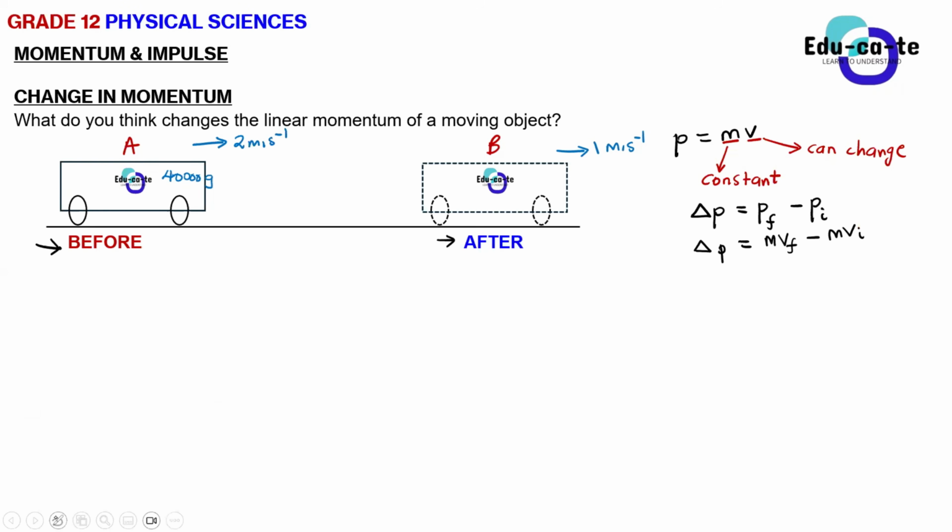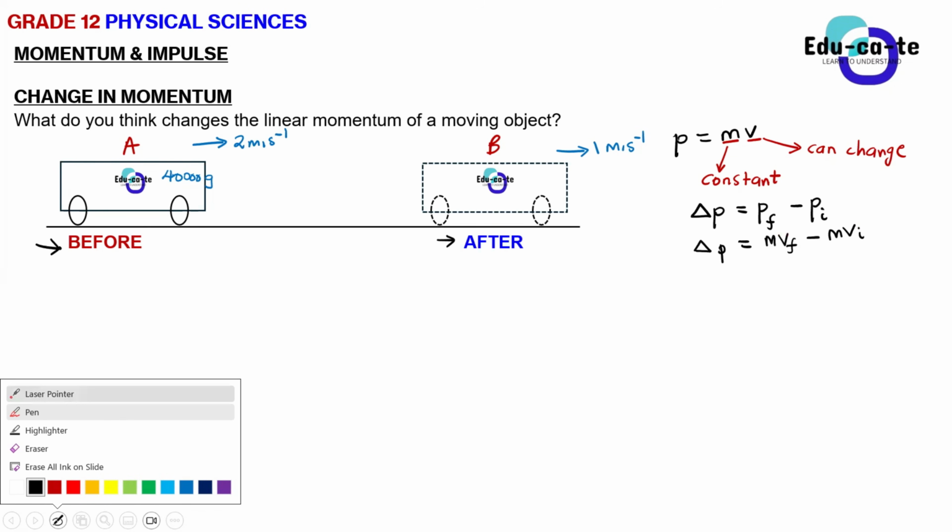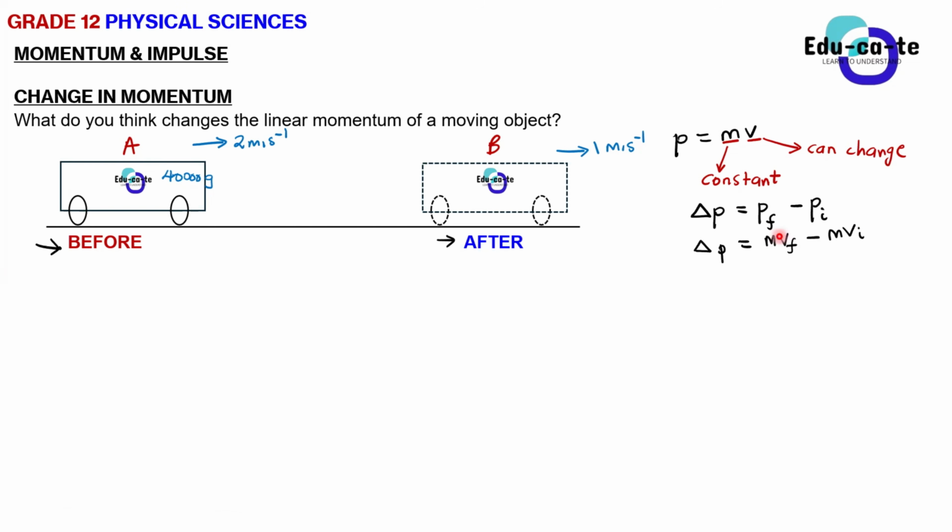Do we still understand what's happening here? Yes, sir. Just substitute the formula of momentum for the initial and final. What is the product of mass and velocity finally, and what is the product of mass and velocity initially? Is that clear?